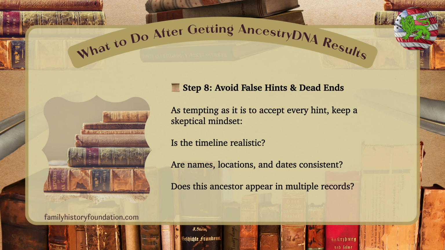So look at the timeline on Ancestry and ask, is that realistic? If a child was born a year before a marriage or a year after, or a month after, you've got to ask yourself, what does that tell you? Are names, locations, and dates consistent? Very important when going through your timeline. And does this ancestor appear in multiple records? Which one is the real one?